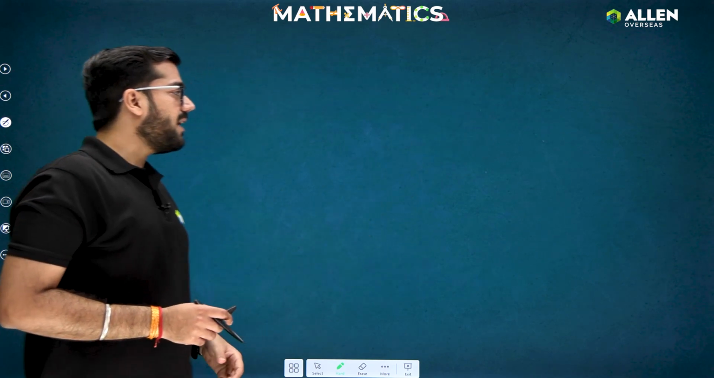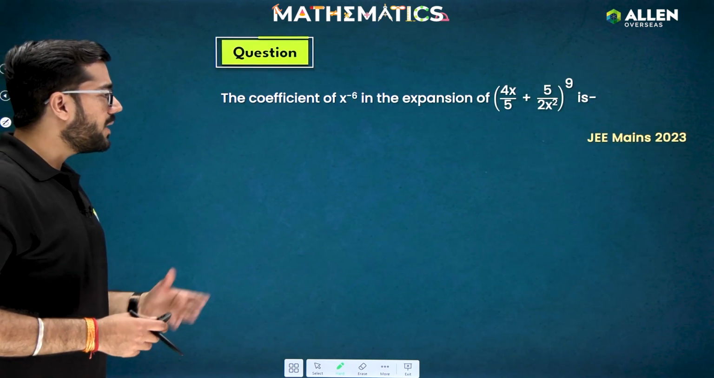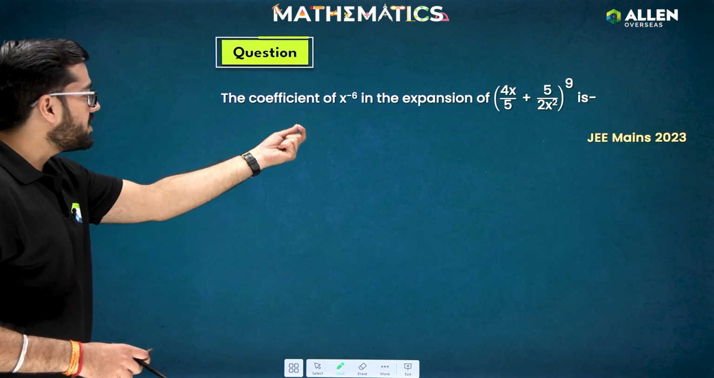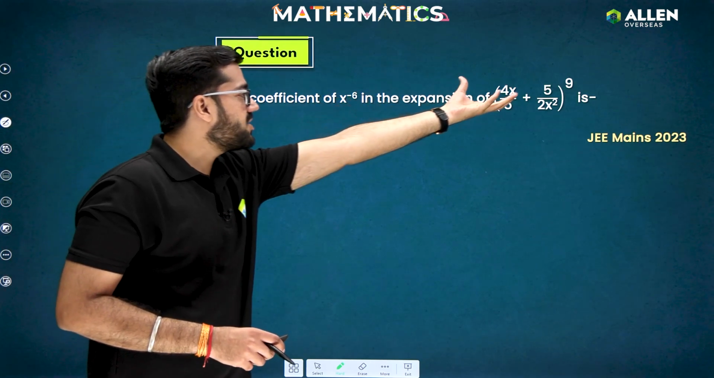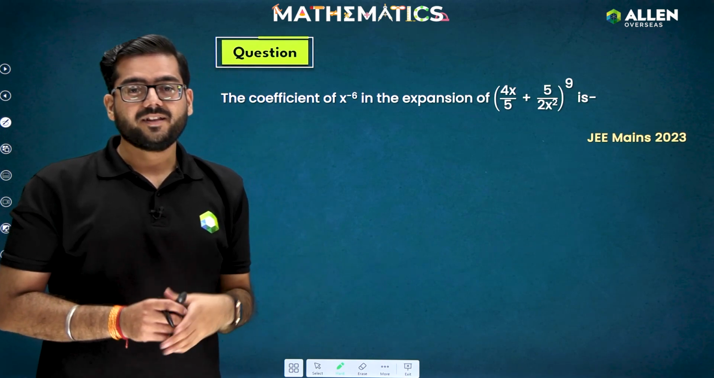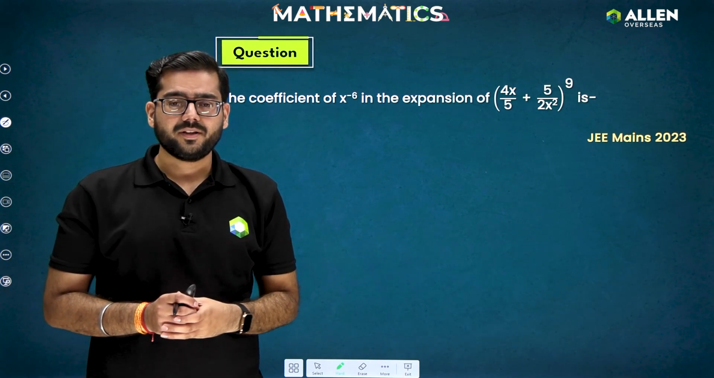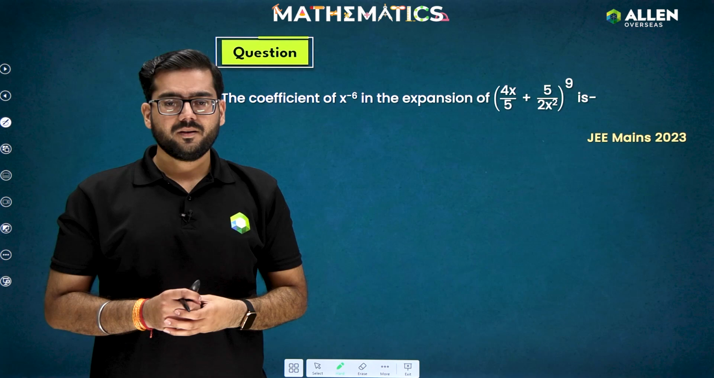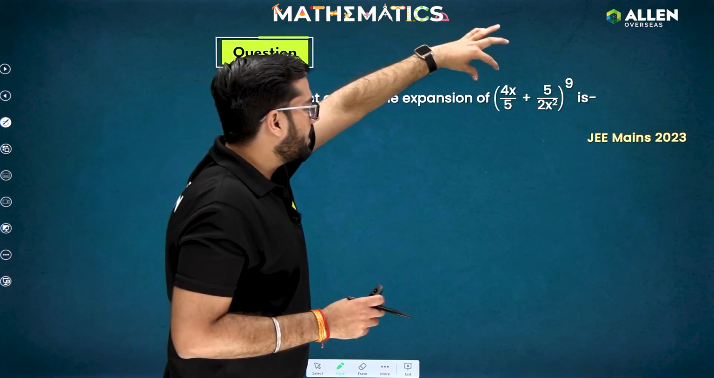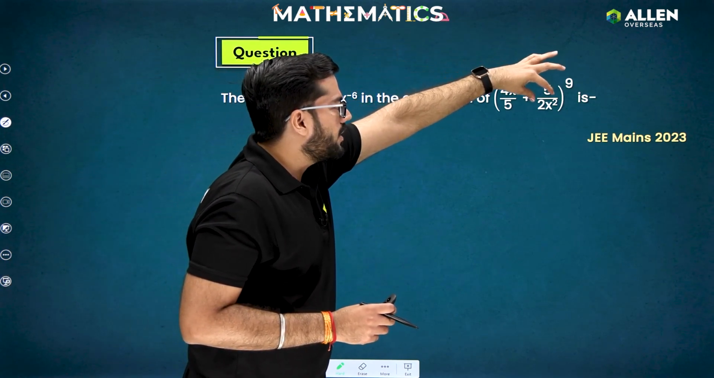Now, the first question I have is from 2023 JEE Mains: the coefficient of x raised to minus 6 in the expansion of this, we need to find. And this is an integer-based question we had in 2023. Now, I have a bracket that is something like (4x upon 5 plus 5 upon 2x square) whole raised to 9.